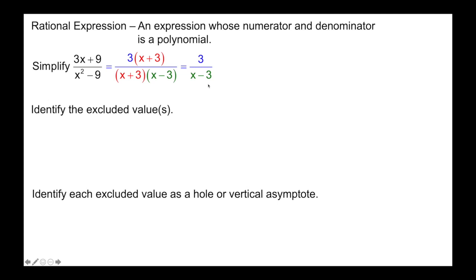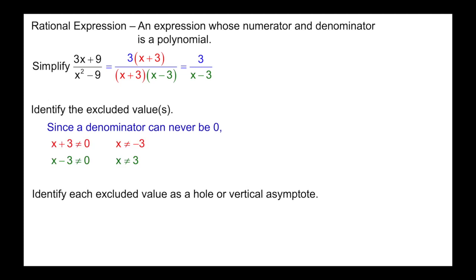over x minus 3. Now, when I'm talking about excluded values here, what we want to keep in mind is that the denominator can never be 0. So we're actually going to look at this step right here, where I had two different factors in my denominator. If I set x plus 3 equal to 0, or say that it can't equal 0, I find out that x cannot equal negative 3. When I say that x minus 3 cannot equal 0, I would get that x cannot equal 3. So these are my excluded values here.